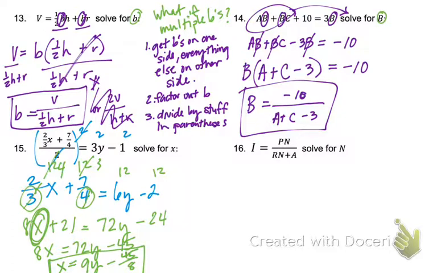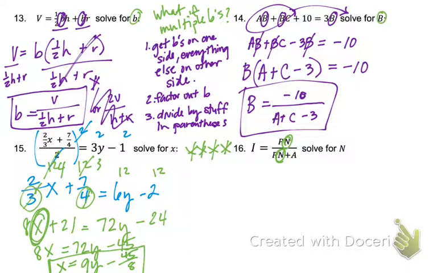Okay, last one. This is a multiple n scenario. Got one here. Got one here. This is the most missed problem in the whole world of Algebra 2. Most missed. Hands down. So we're going to go through it very slowly.